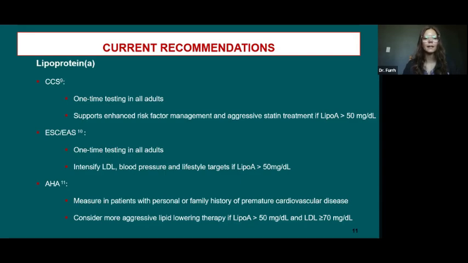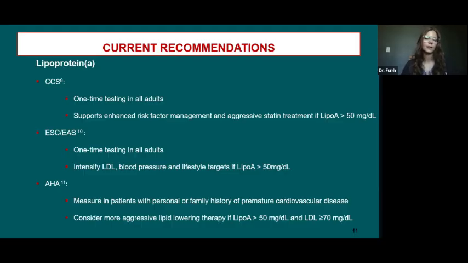The European societies also recommend one-time testing in all adults, and to intensify LDL, blood pressure, and lifestyle targets if lipo-A is greater than 50 milligrams per deciliter. Again, we can't control lipo-A levels, but we can extensively control all the others and be very aggressive, and therefore try to mitigate that adverse effect of lipo-A.